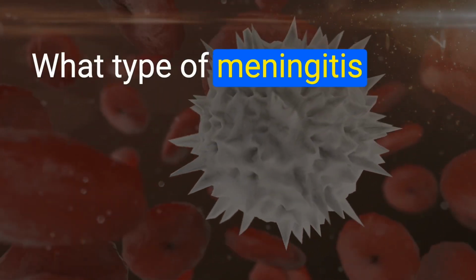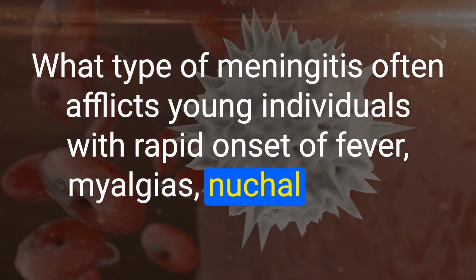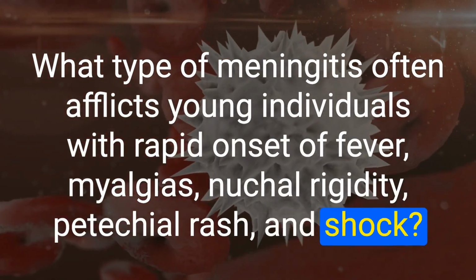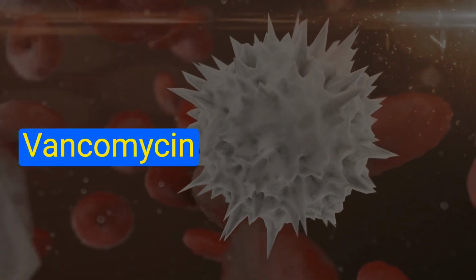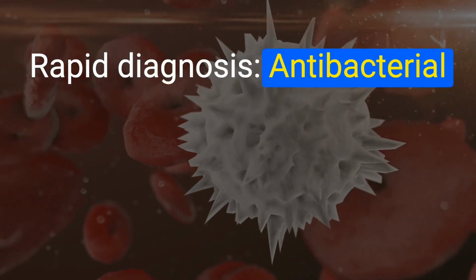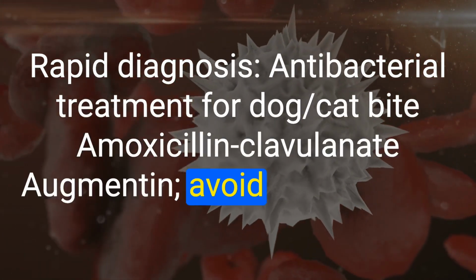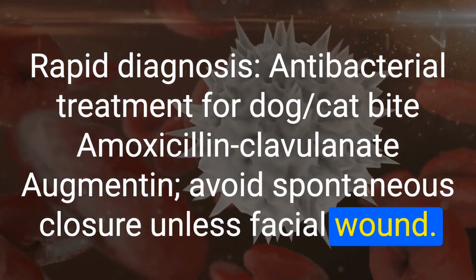101. What type of meningitis often afflicts young individuals with rapid onset of fever, myalgias, nuchal rigidity, petechial rash, and shock? Meningococcal. Treatment: vancomycin plus third generation cephalosporin. 102. Rapid diagnosis. Antibacterial treatment for dog, cat bite: amoxicillin-clavulanate, Augmentin. Avoid spontaneous closure unless facial wound.